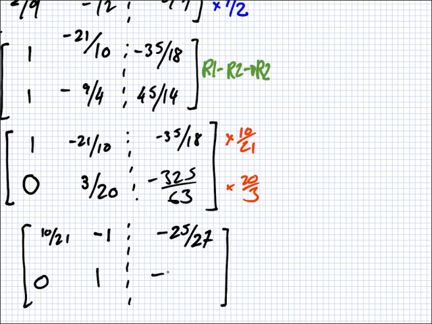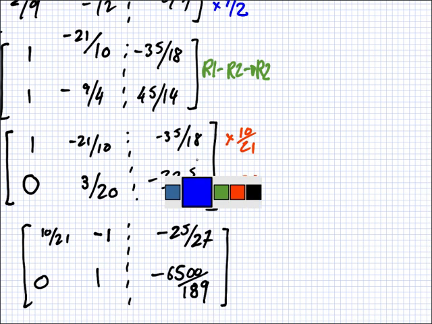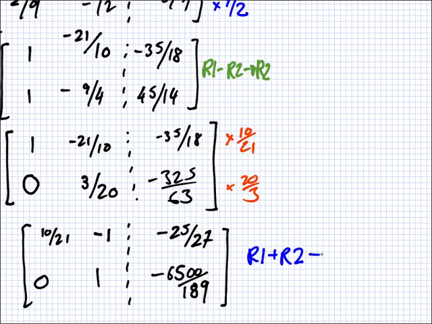Negative 6,500 over 189. Perfect. Like that, yeah? Perfect. Right. The last thing to do, or nearly last here, I'm going to do row 1 plus row 2 and put the result onto row 1.